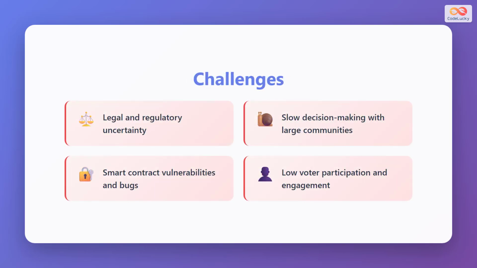Despite their advantages, DAOs face several significant challenges. Legal and regulatory uncertainty remains a major issue, as governments worldwide are still determining how to classify and regulate these organizations. Slow decision-making can occur with large communities, as getting consensus from thousands of members takes time. Smart contract vulnerabilities and bugs pose security risks, since any flaw in the code can be exploited, potentially leading to loss of funds. Finally, low voter participation and engagement is common, as many token holders don't actively participate in governance, which can lead to decisions being made by a small minority.